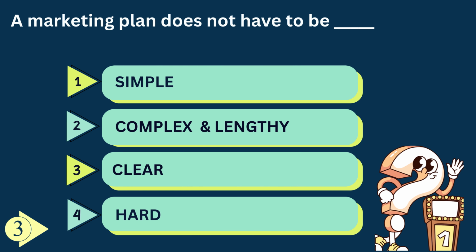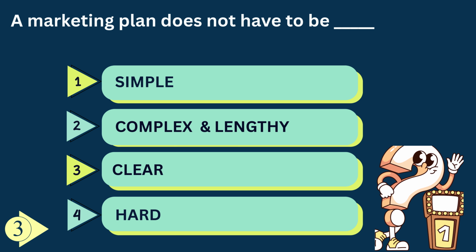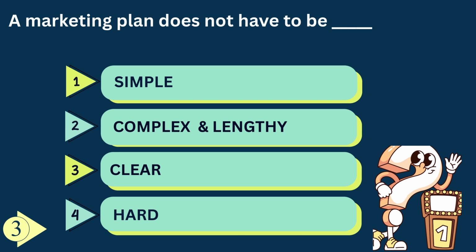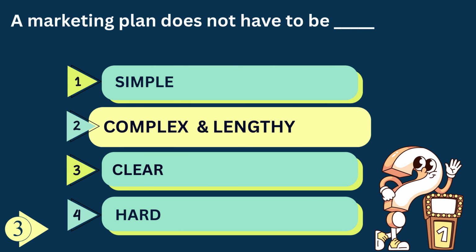A marketing plan does not have to be option 1 simple, option 2 complex and lengthy, option 3 clear, and option 4 hard. And the correct answer is option 2 complex and lengthy.